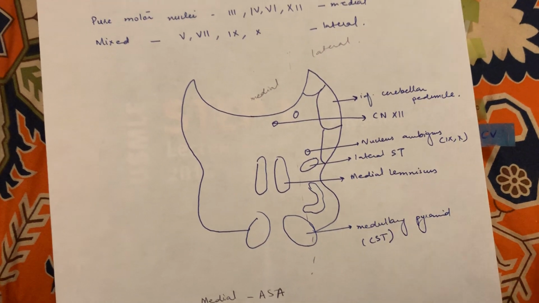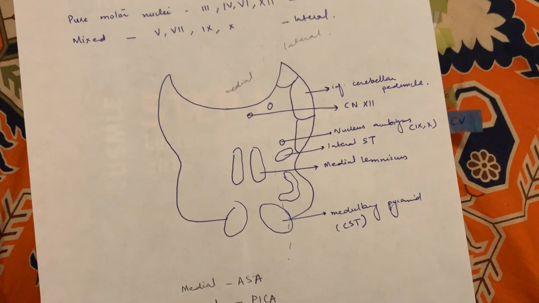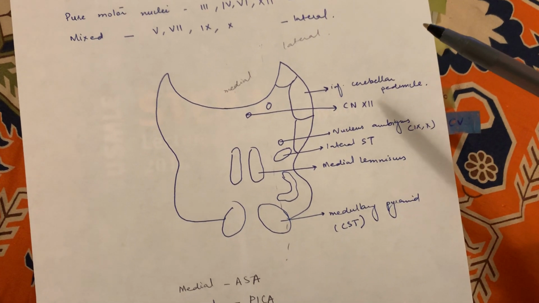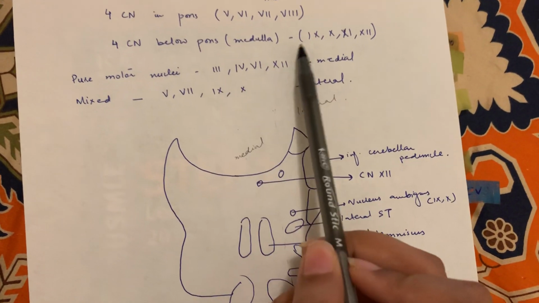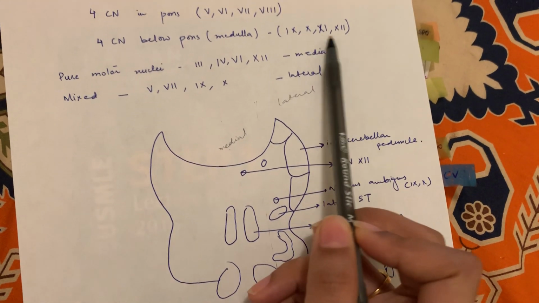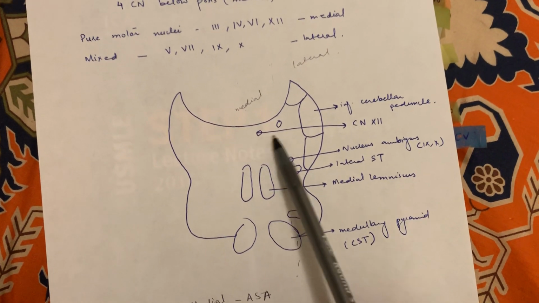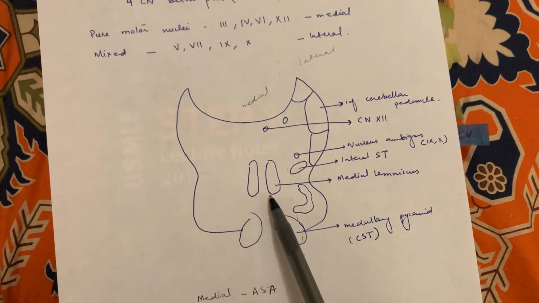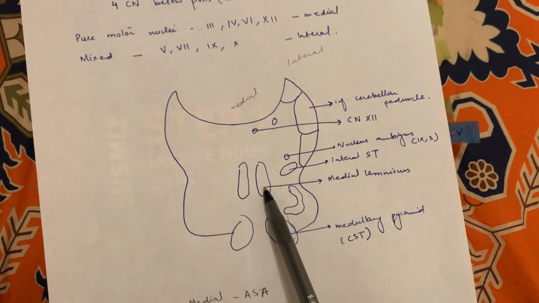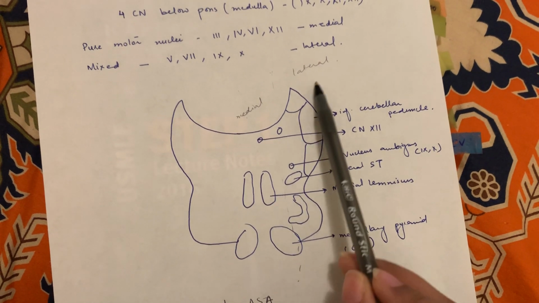So you have to remember what would be in the medial medulla and what would be in the lateral medulla. As I told you, the pure motor nuclei are going to be medial. So you have to remember which nuclei arise from the medulla. As you can see, 9, 10, 11, and 12. Which one of these is a pure motor nucleus? It is 12. So 12 is going to arise medially. Here you go. The medial lemniscus carries sensations, and as the name suggests, is medial, but as you go up, it goes lateral.